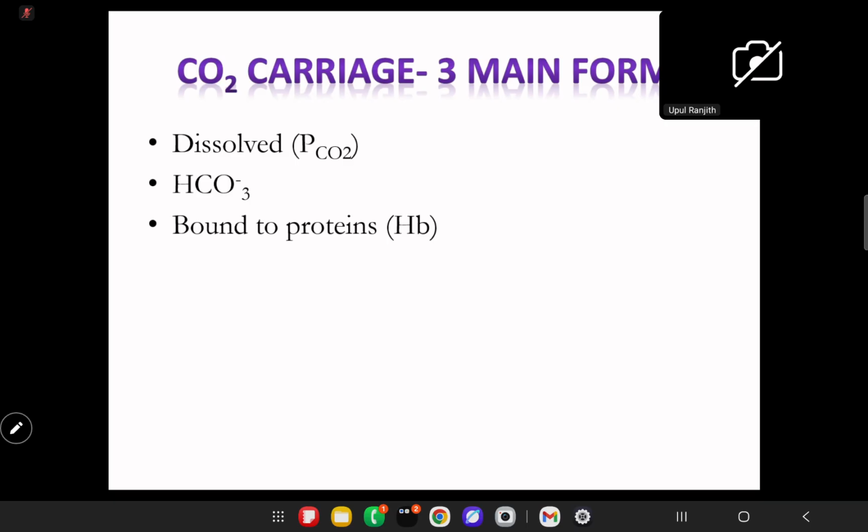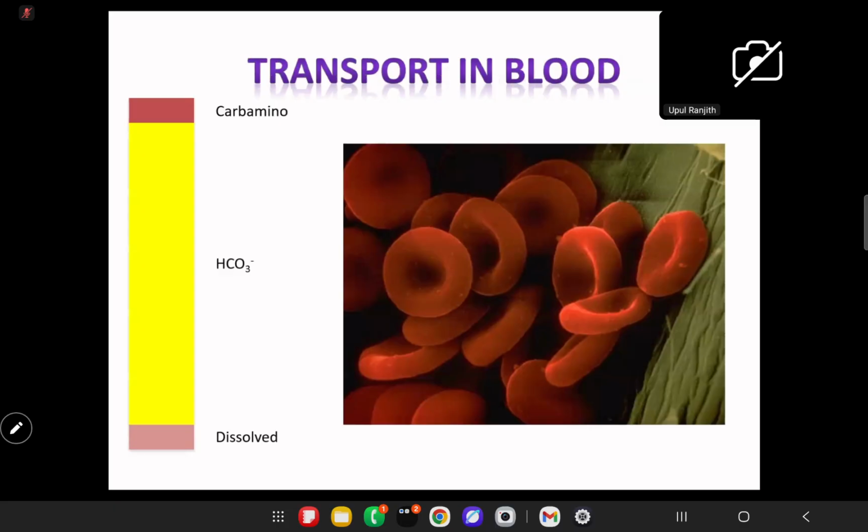Then let's see how carbon dioxide is carried in the blood. Carbon dioxide is carried in the blood in three main forms. The dissolved form, which is responsible for the PCO2, the partial pressure, as in oxygen. Then as bicarbonate, and also bound to proteins. So three different forms.